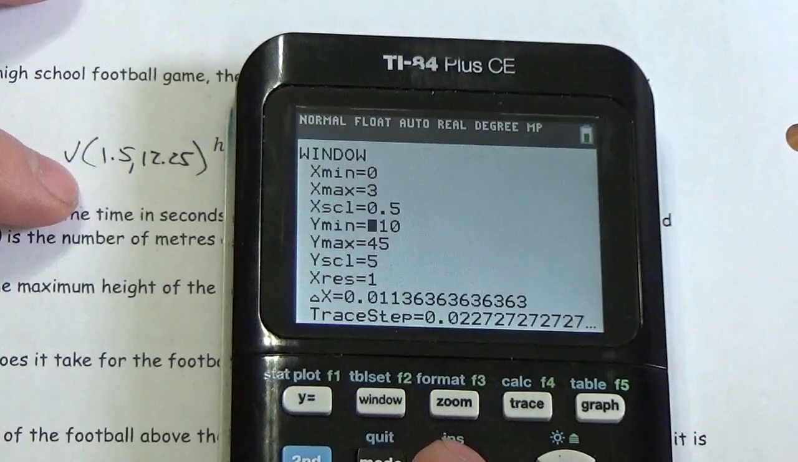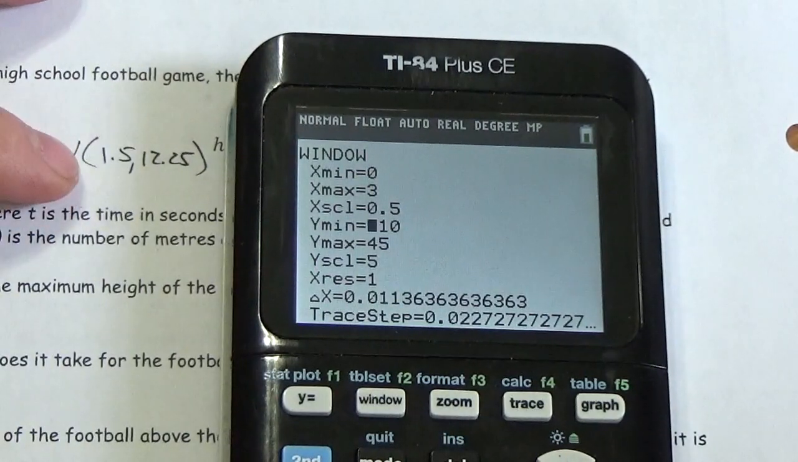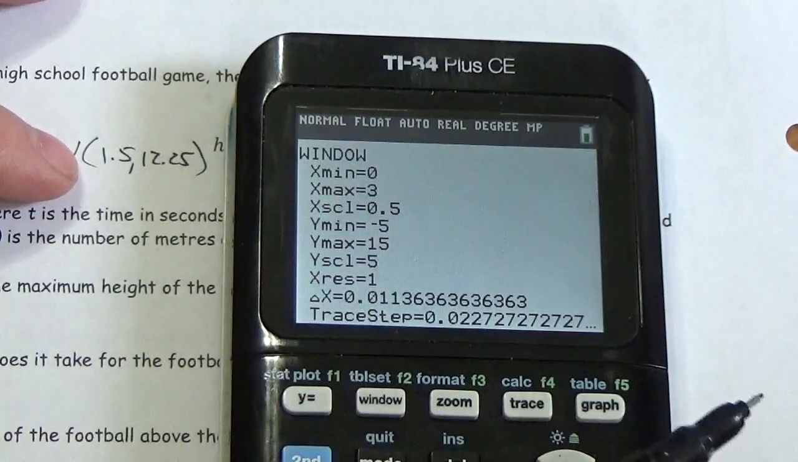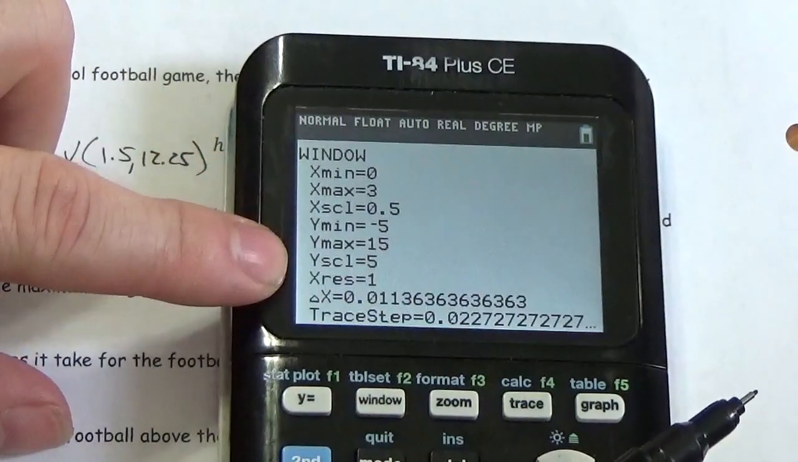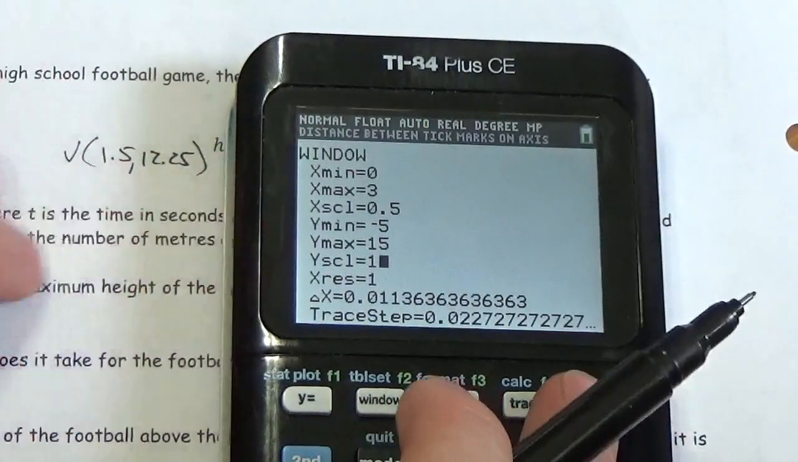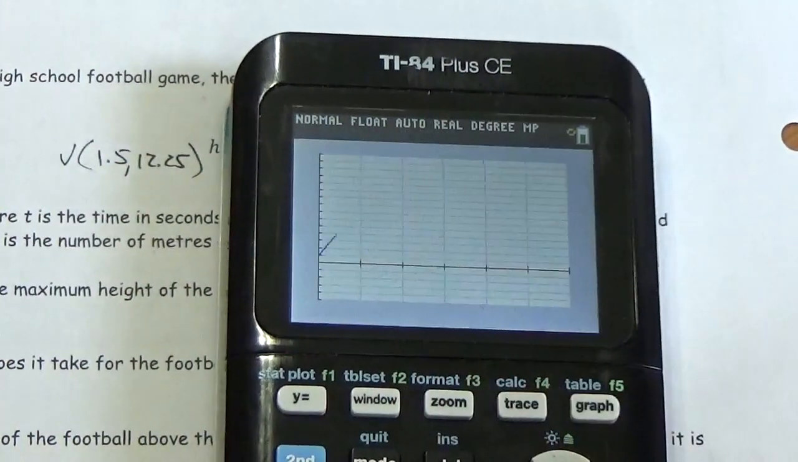A y min of negative 10 is probably a little bit of overkill for this, especially if the y max is going to be 12.25. Let's put maybe negative 5 there. And the maximum here, if I put 15 in here, that should be good. Now to have my scale go up by 5s is maybe, again, a bit of overkill. Let's just maybe go up by 1. And I press graph, what does it look like?